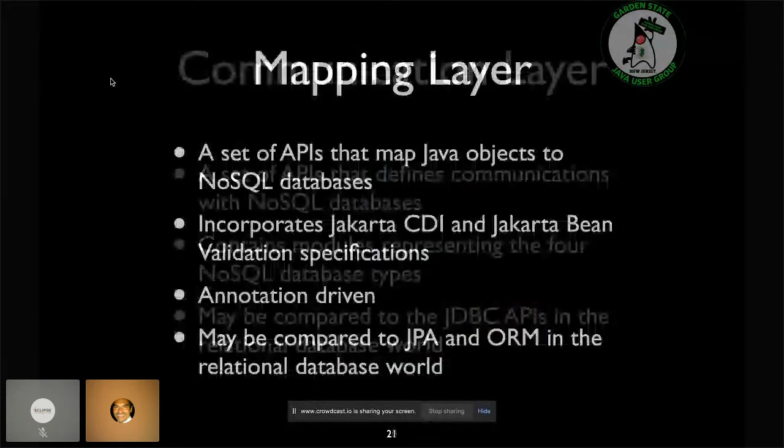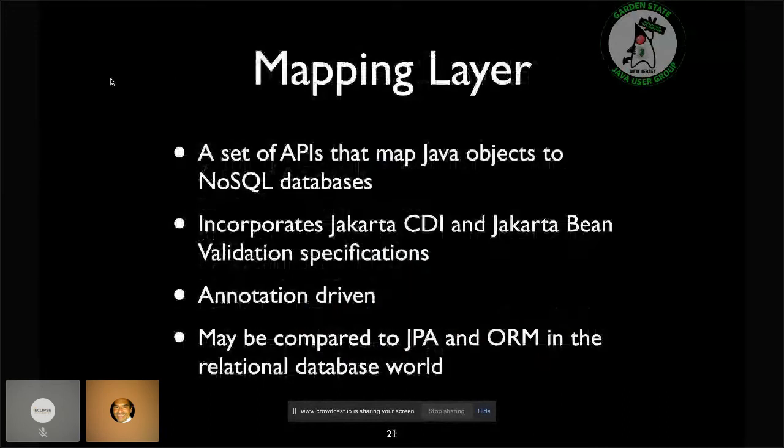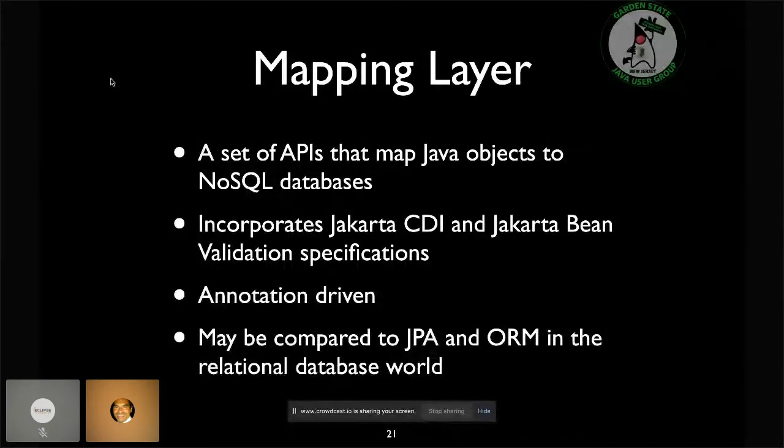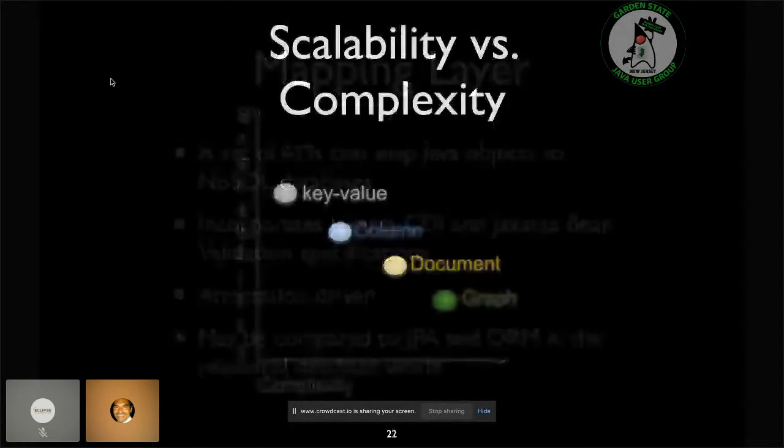The mapping layer, obviously similar to Hibernate and whatnot. You can map your Java objects to those databases, and this specification incorporates the context and dependency injection and Jakarta bean validation specs. It is annotation driven, and if you've worked with JPA in the past, you can obviously compare. You'll see annotations that are similar to those JPA annotations as well. So we will see that. That'll be clear in the example that I have here.